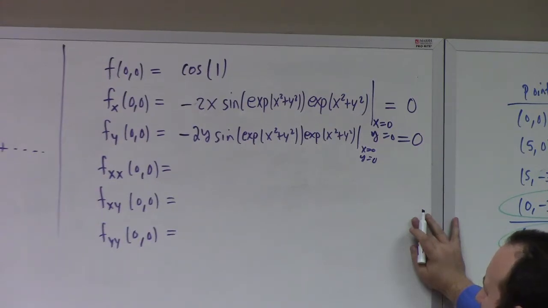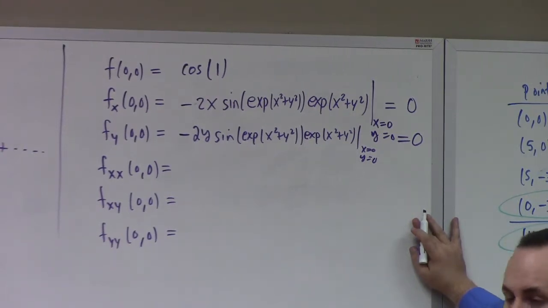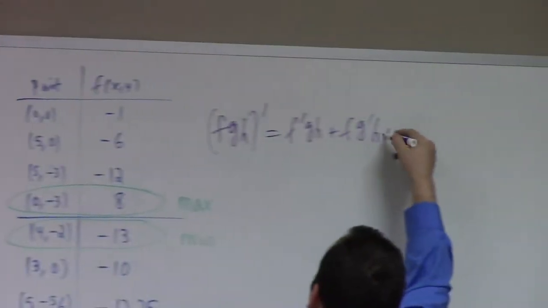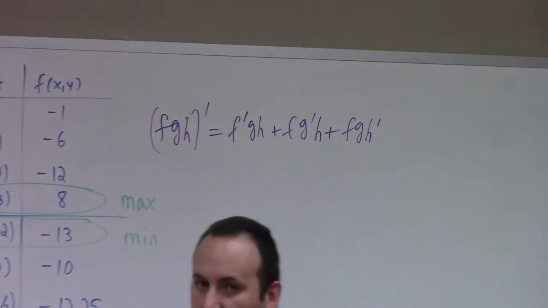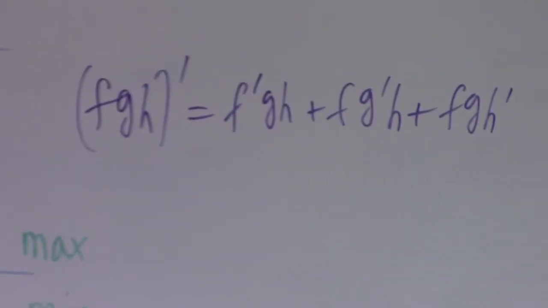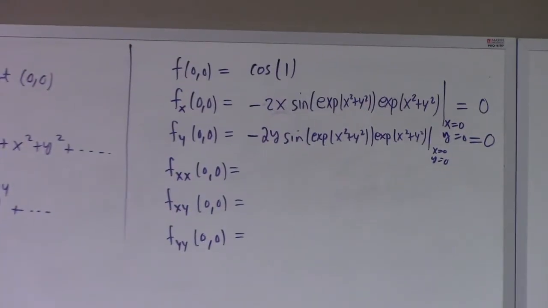Well, anyway, you can calculate that, right? I mean, it's a triple product. You had to use the triple product rule. You guys know the triple product rule? (fgh)' is f'gh plus fg'h plus fgh'. That's relevant here because I have a function of x, and then another function of x. I don't want to finish this problem. I will tell you what would happen, though.